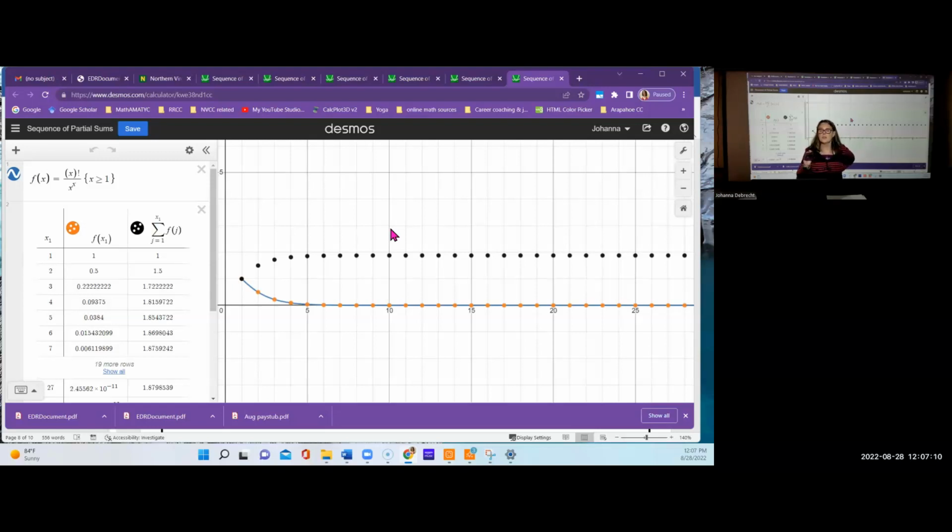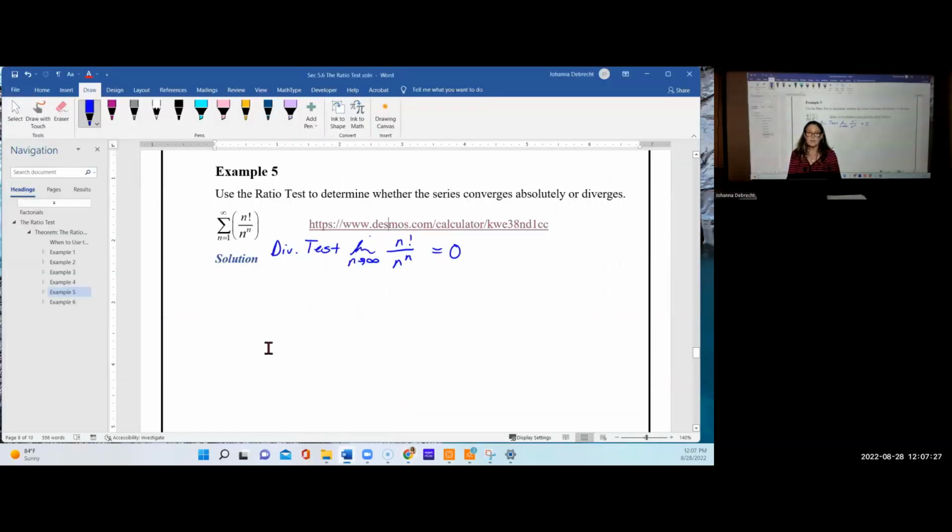But again, the plotter cannot give you a proof because there could be some oscillation where it's going back and forth between two very small numbers. And if you don't blow it up large enough, you won't be able to see that. So it gives us an indication, but it's not a proof. For a proof, we need the ratio test.